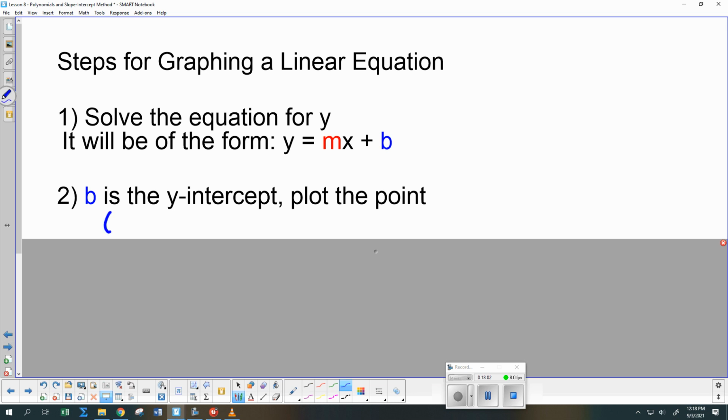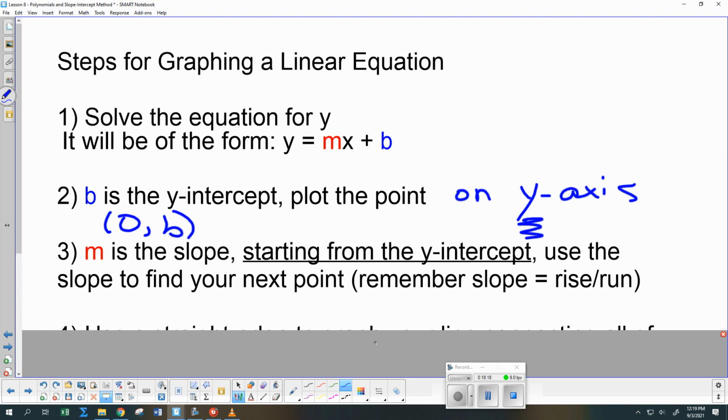So you are going to plot that (0, b) and be sure it's on the y-axis. Not going across. Go up and down to get to whatever that b is. That's the point you start from. Then you are going to use the slope to get other points as far as you can across the grid. Remember, if it is positive, your line needs to go uphill. If it is negative, it needs to go downhill.